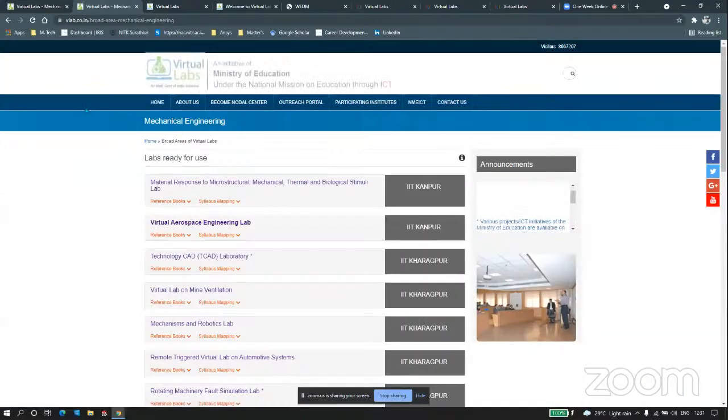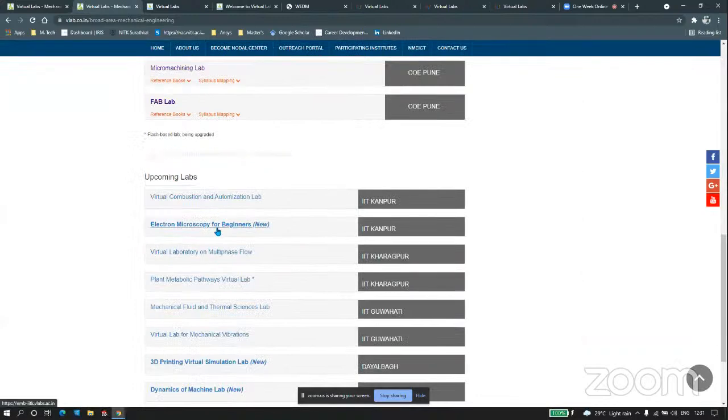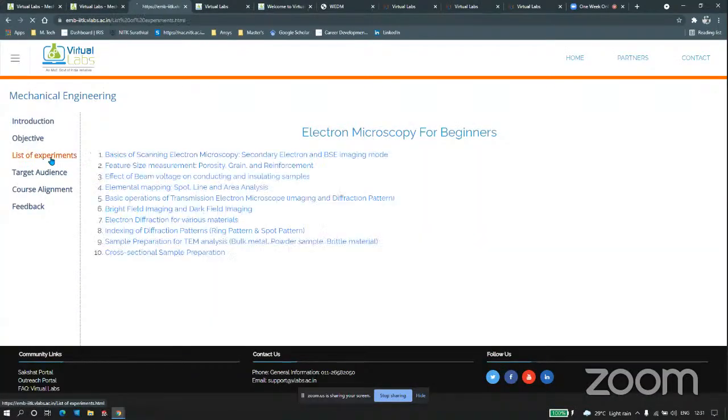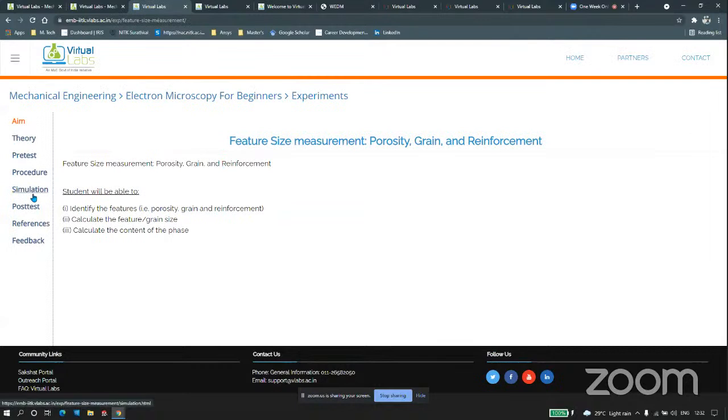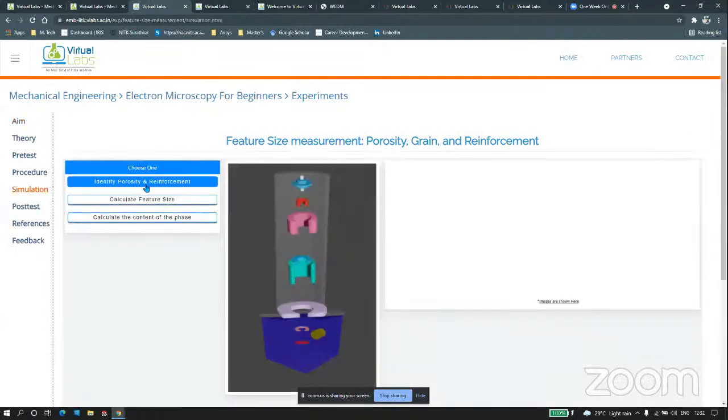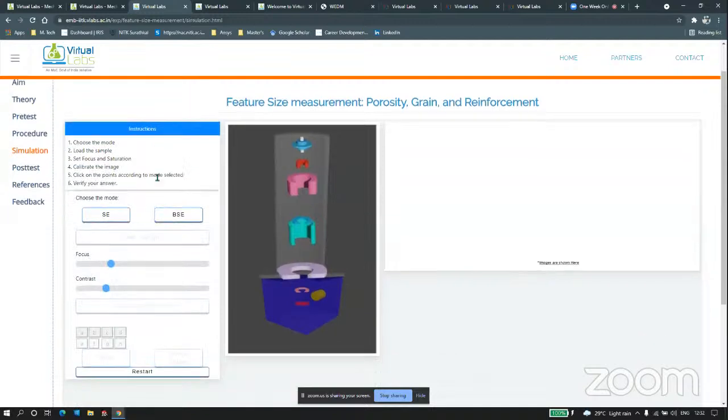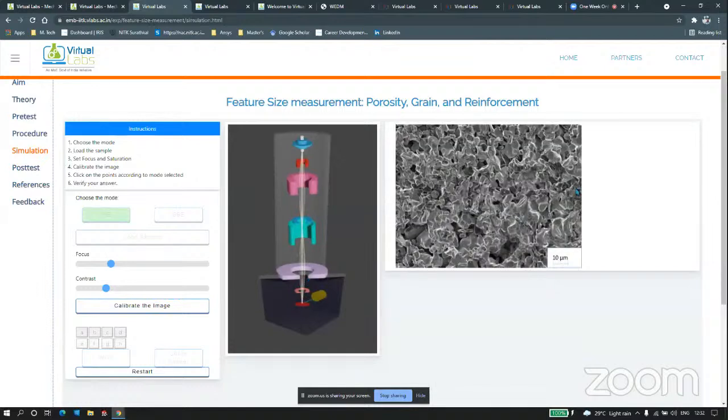I'll go through one more experiment in the same lab. Let's say feature size measurement, porosity, grain and reinforcement. So under simulation, I'll go to identify porosity and reinforcement and select the secondary electron mode. I'll load the sample. Vacuum is being created and the beam will turn on now. So I'll get an image.